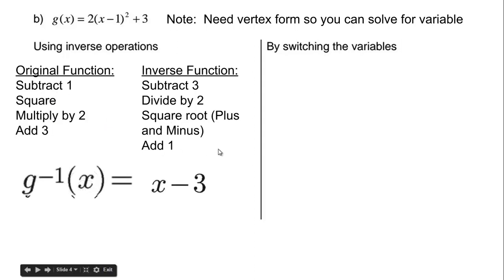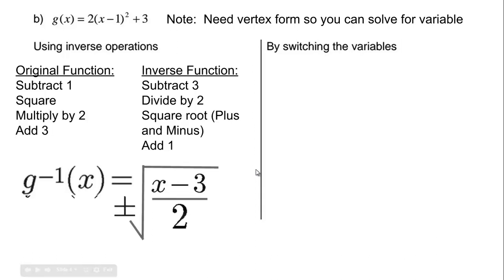And so we get this function here, g inverse of x equals x minus 3, divide by 2, take the square root, and then add 1. And that's going to be the inverse function.